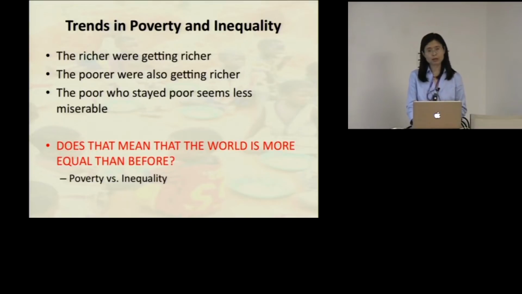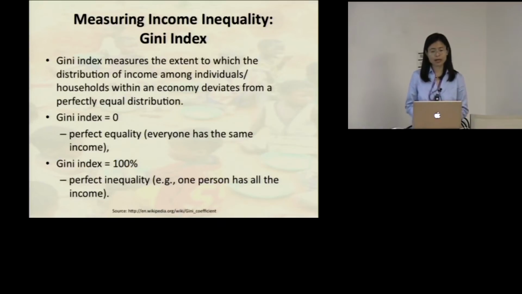So let's talk about world inequality a little bit. The way we measure inequality is to use Gini index. Gini index can vary between 0 to 1. If Gini index is 0, that's perfect equality. That means everybody gets the same income. If Gini index is 1, that's perfect inequality. That means one person gets all the income.